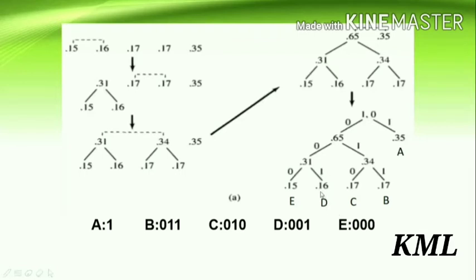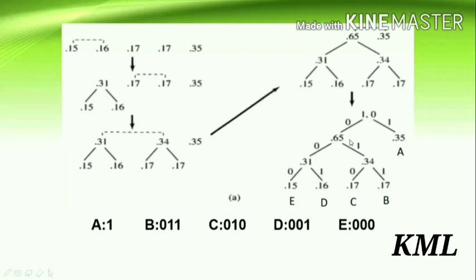Now 0.16 is the probability that corresponds to the letter D. So for D, what do we get? Traverse from root to the D. So we get 0, 0 and 1. So for D we get 0, 0, 1. Next for C we get 0, 1, 0. Now for B we get 0, 1, 1, and for A this probability 0.35 corresponds to letter A. So for A we get a 1.